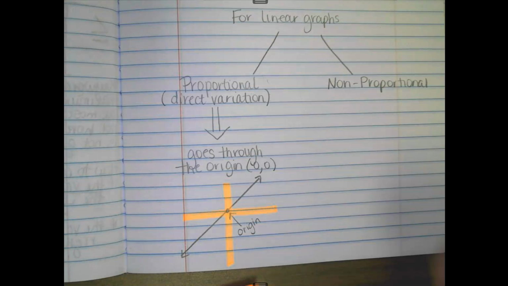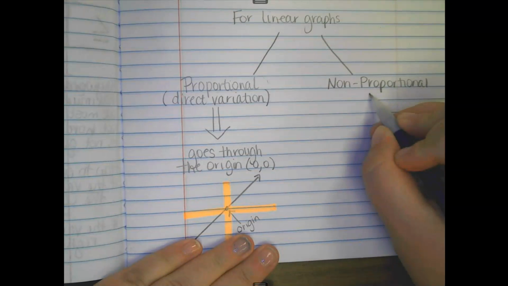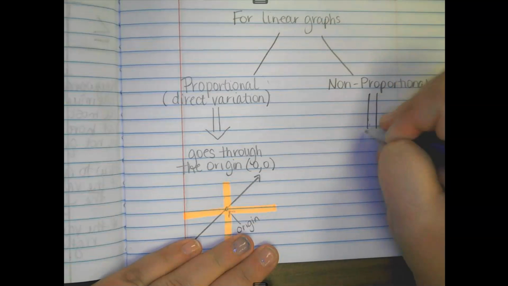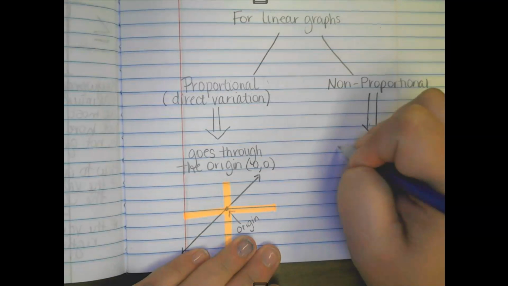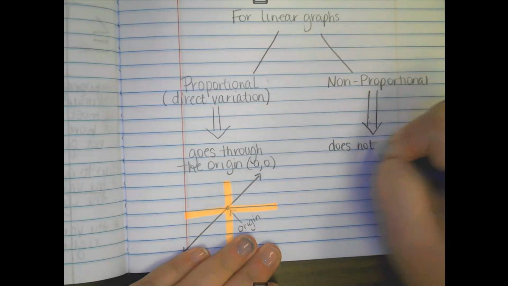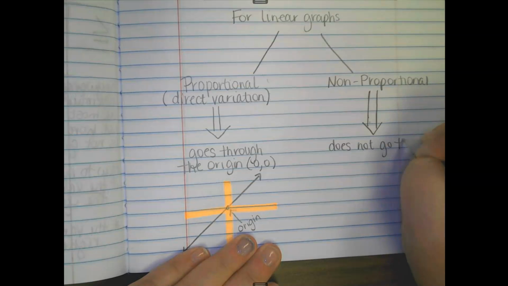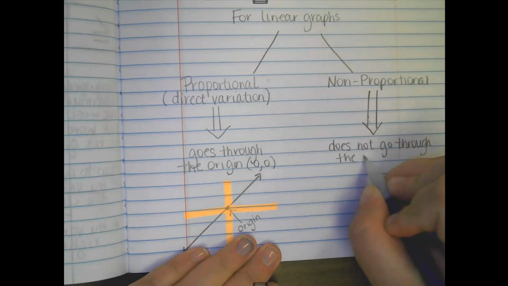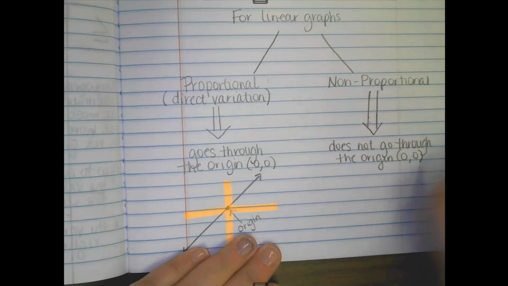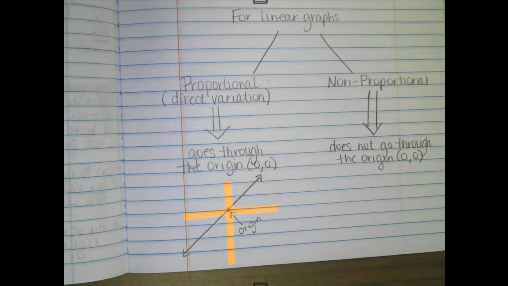Alright, so now we're going to look at non-proportional. So non-proportional, it is only called non-proportional. There is no special name for it. And surprise, surprise, it does not go through the origin. Now it is still linear. It's still part of my linear graphs. Sorry, but it's not going to go through the origin.